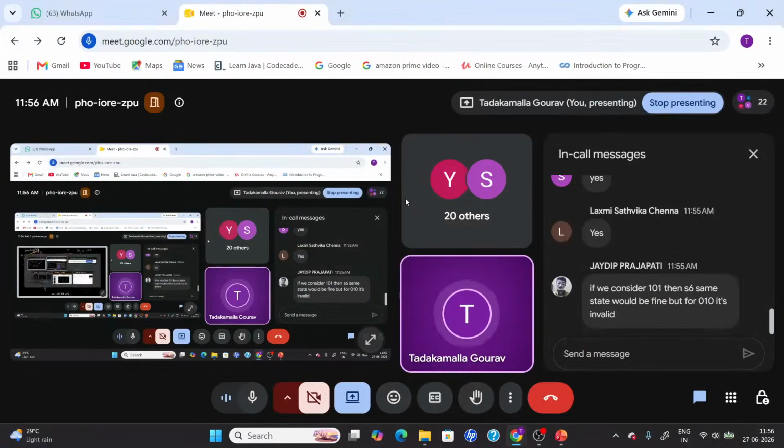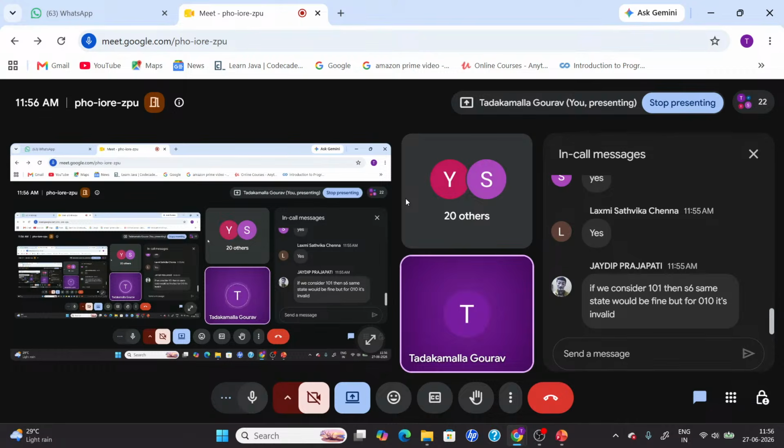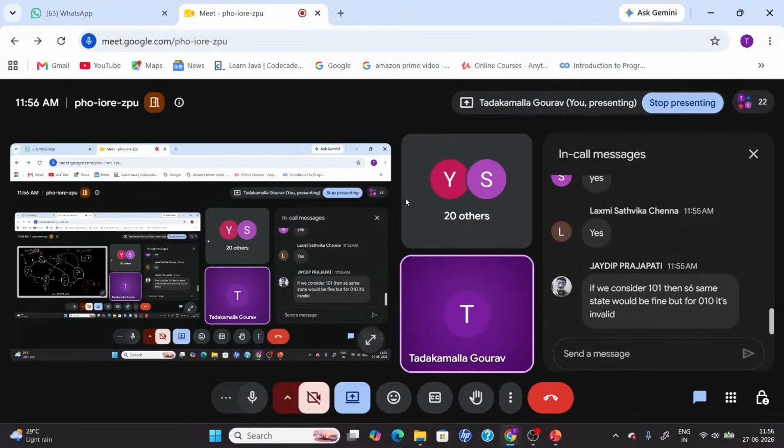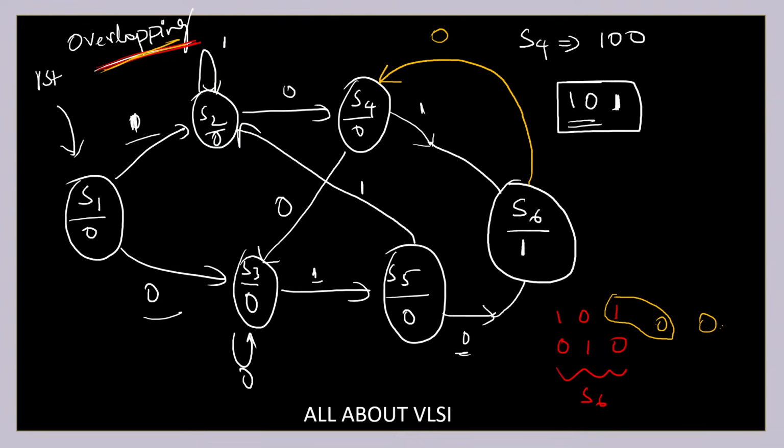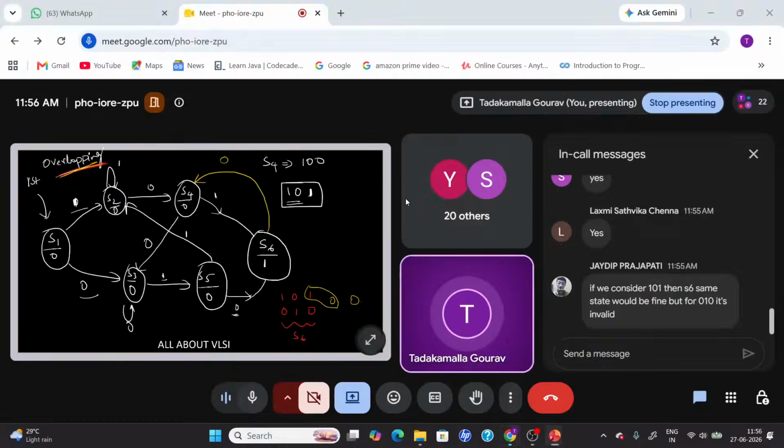That's the reason you should not stay in S6. If we consider 101, then staying in the same state would be fine, but for 010 it is not. Okay, we will come to that also. First of all, let me know, is this clear? For 010, is it clear? This is most confusing and people make more mistakes over here. That's the reason I'm asking this.